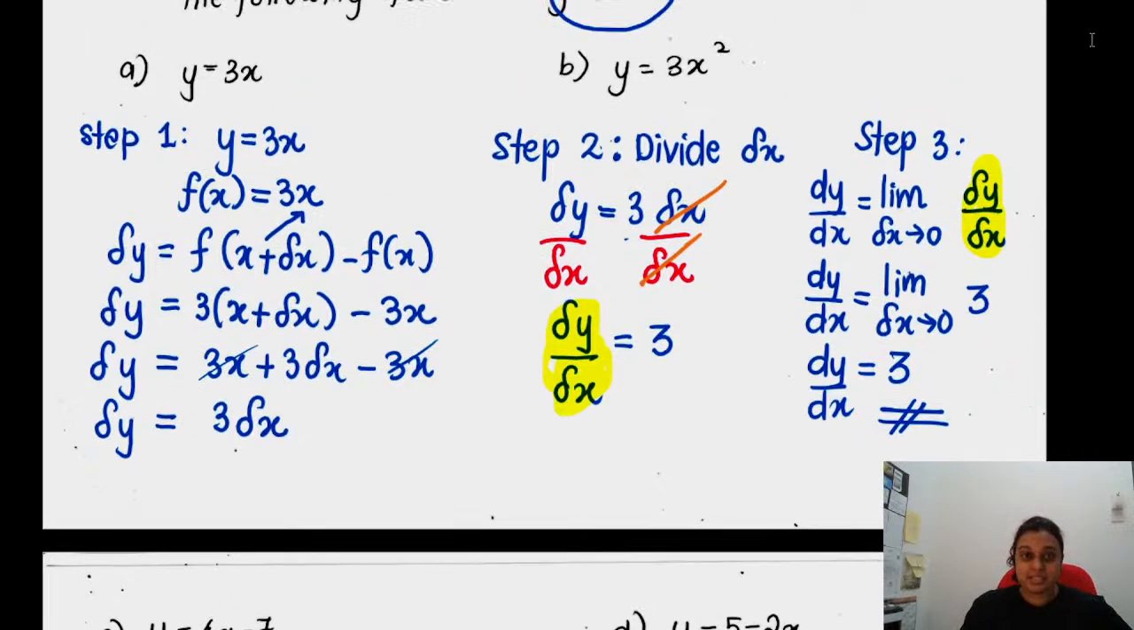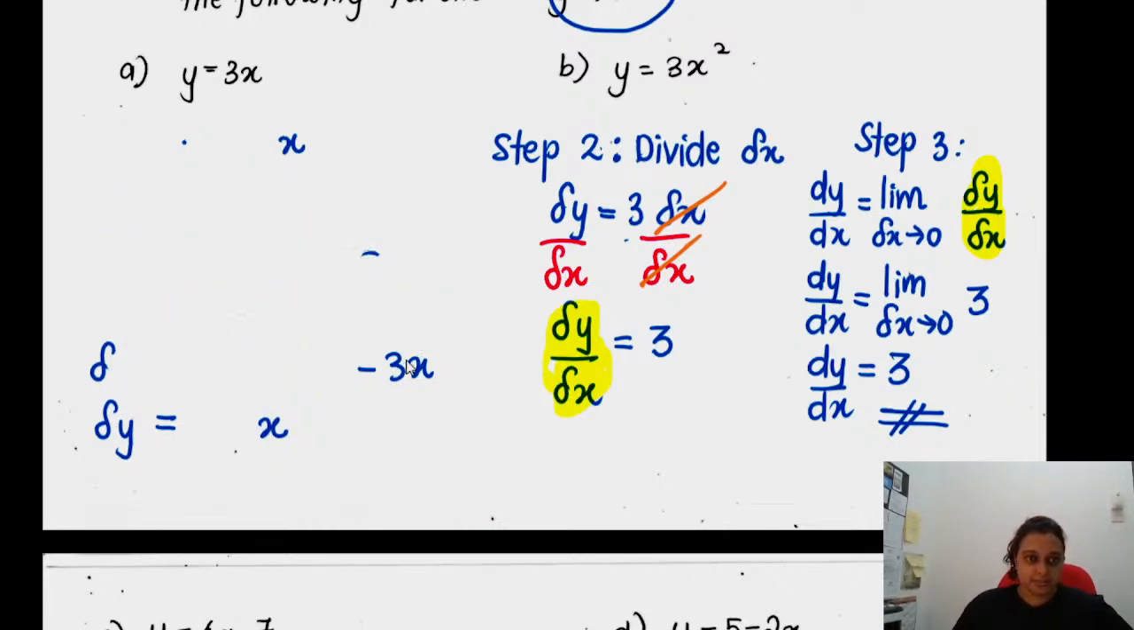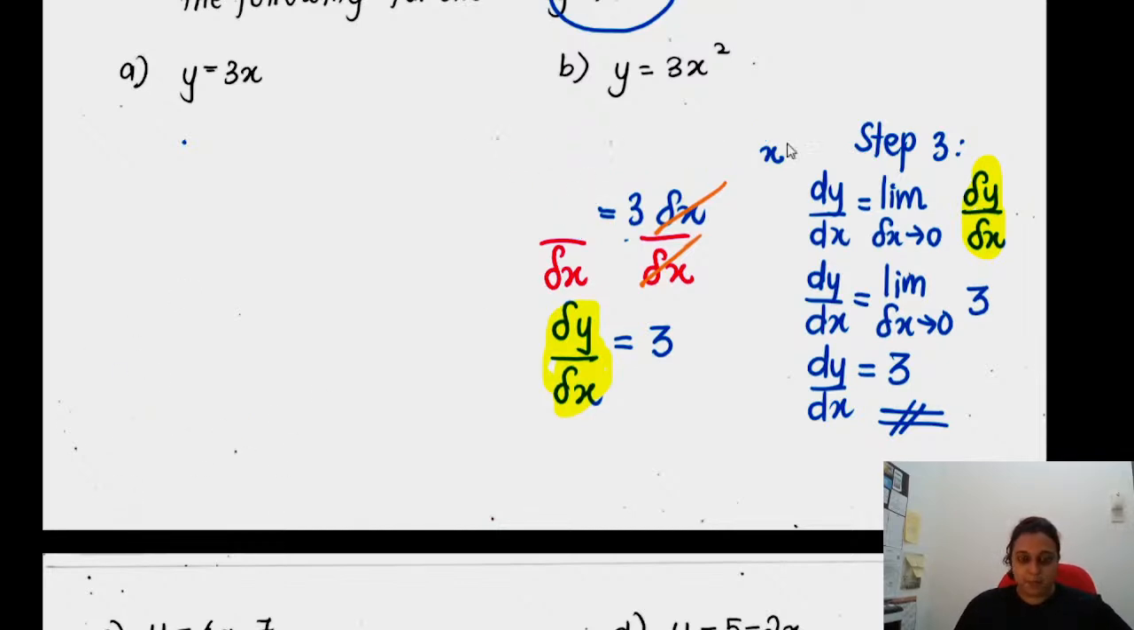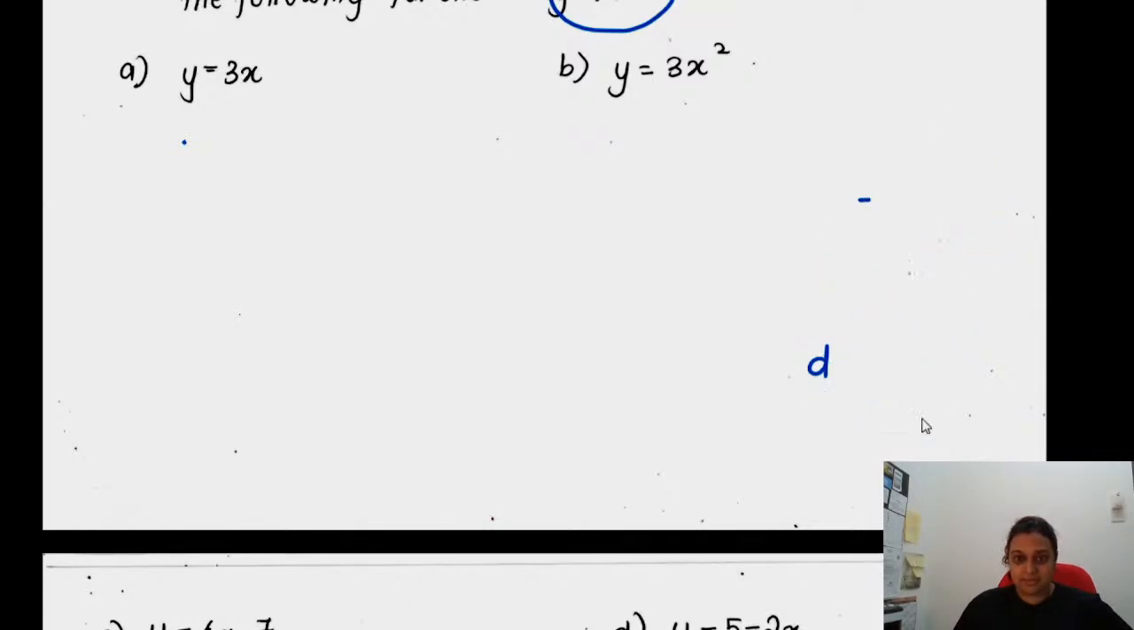I'm going to erase the entire step for question A. Let me erase. We're going to use the same steps: step 1, step 2, and step 3.